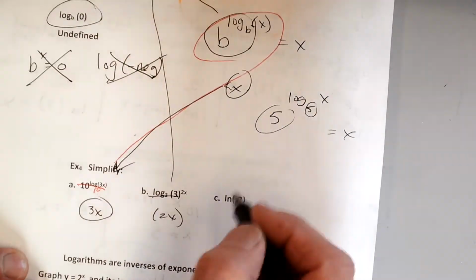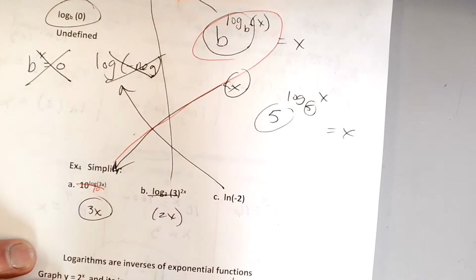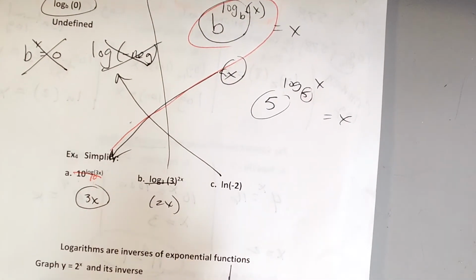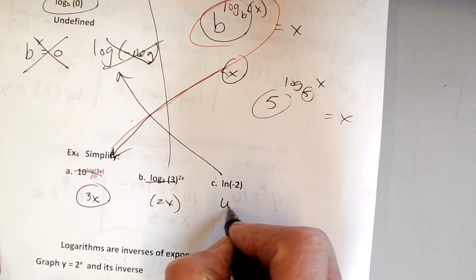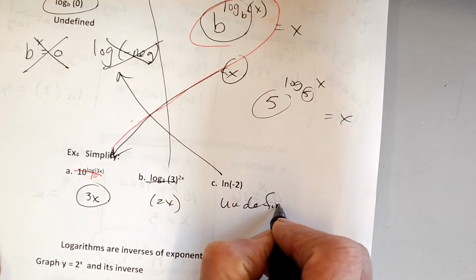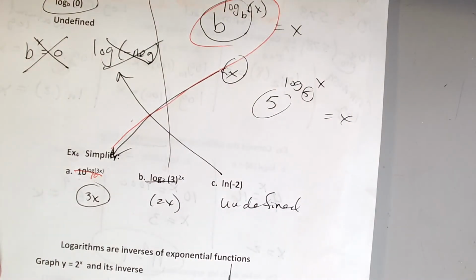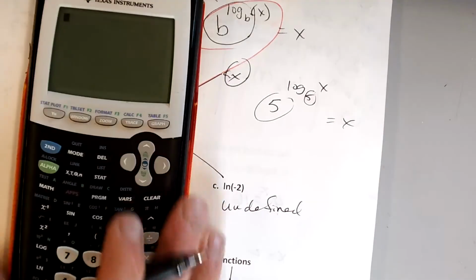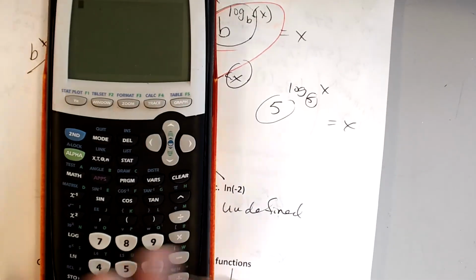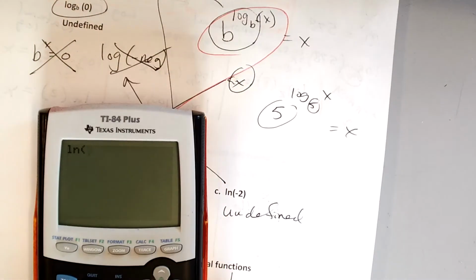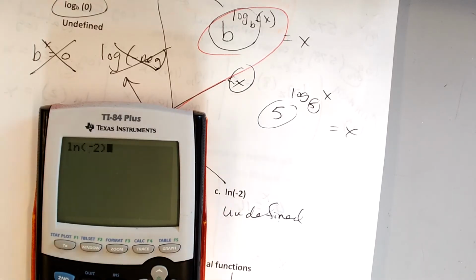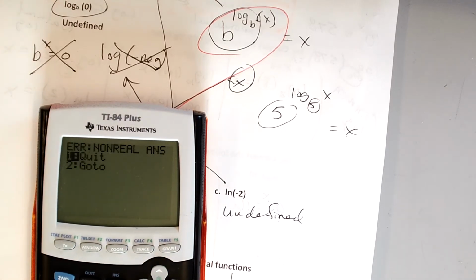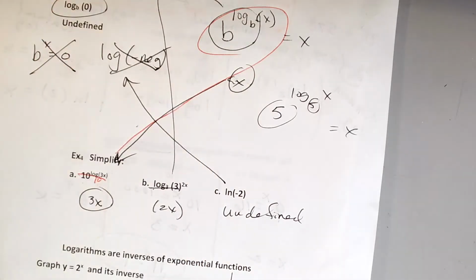And C really is this rule up here. You can't take the log of a negative number. It won't work. This is undefined. In fact, you can try it. I have a natural log button on my calculator, I really do. My ln's right here, so if I go natural log of -2, I get an error, right? Non-real. So you can't take the logs of negative numbers, okay?